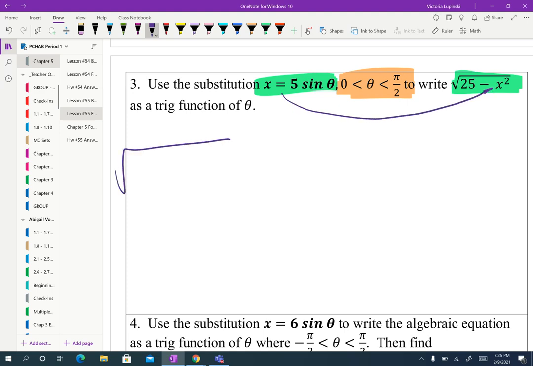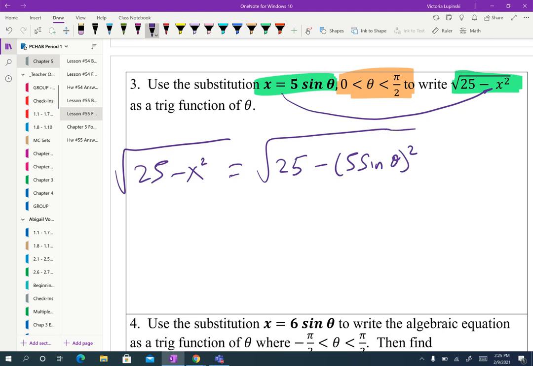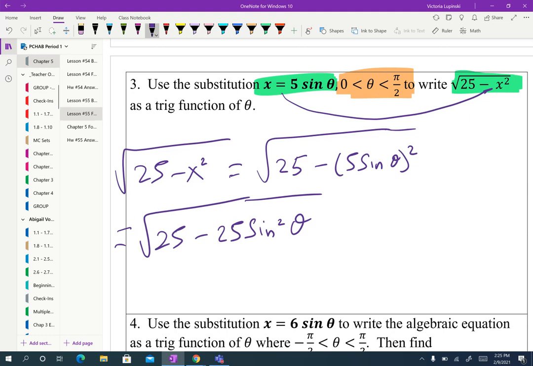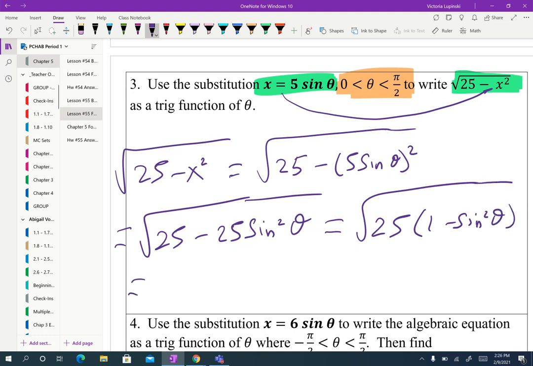So we're going to get the square root of 25 minus x squared. That is going to be equal to the square root of 25 minus 5 sine of theta, that whole thing squared. That becomes the square root of 25 minus, square the 5, you get a 25, square the sine, and you get a sine squared. Make sure you're putting it in the proper location. Square root of 25, that seems like something I know, but I first want to factor it out. I don't want to factor it out yet of the radical. I just want to factor it out of each term.